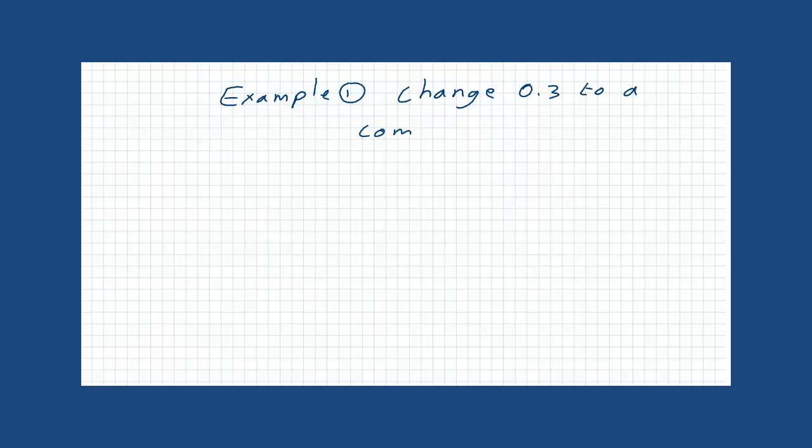Now we want to learn how to change from a decimal number to a common fraction. Change 0.3 to a common fraction. It's very easy. How do you read this decimal? It is 3/10. So just write the number in the numerator and put a 10 in the denominator.